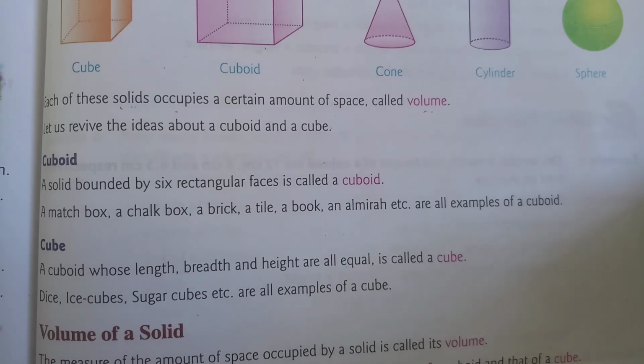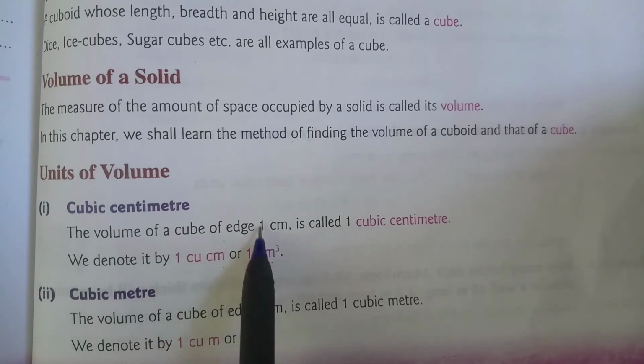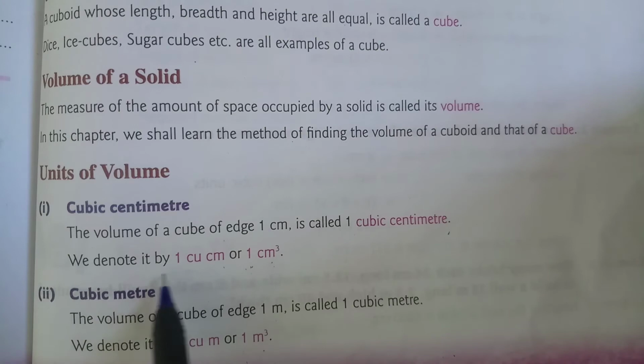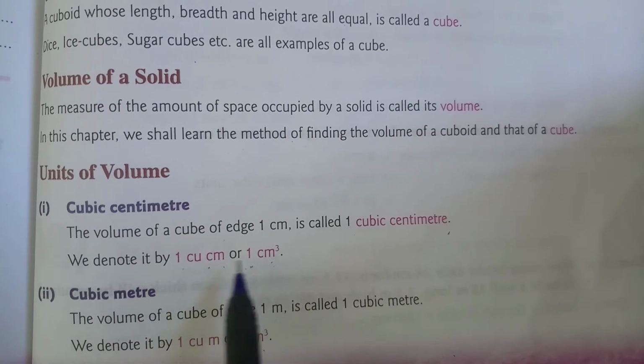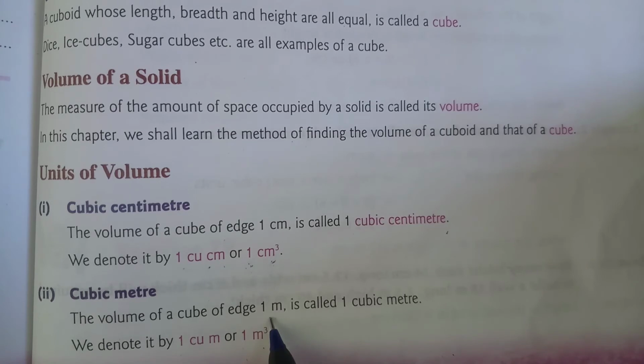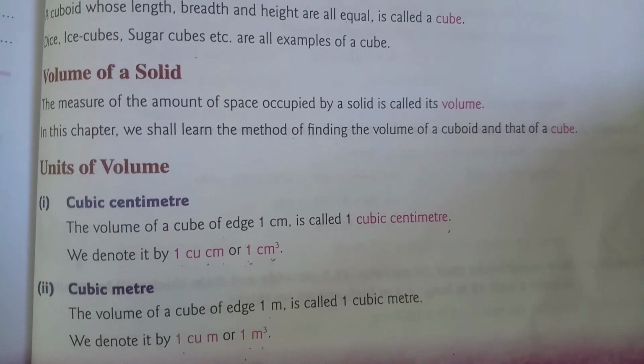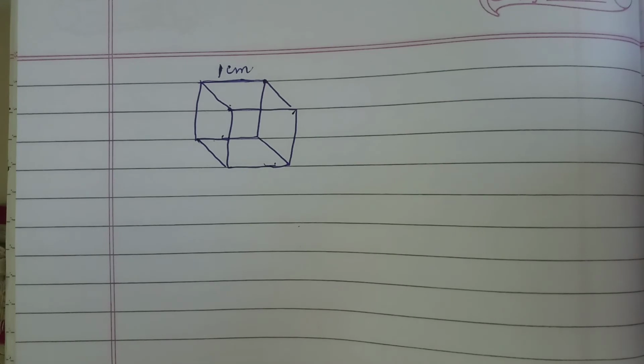Now let's understand its unit. The volume of a cube of edge 1 centimeter is called 1 cubic centimeter, and we denote it by 1 cubic centimeter, or we can write it in this manner. And if the edge of a cube is 1 meter, then its volume will be 1 cubic meter, and we write it in this manner, 1 cubic meter, or you can write it this way.